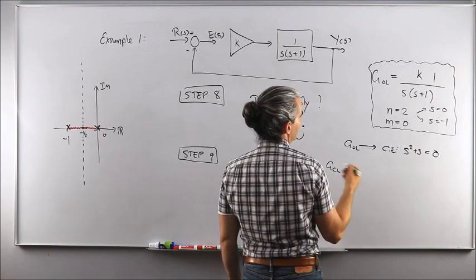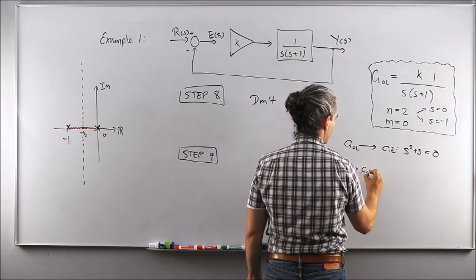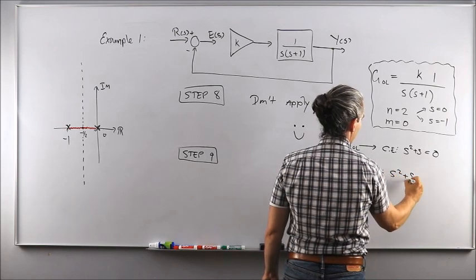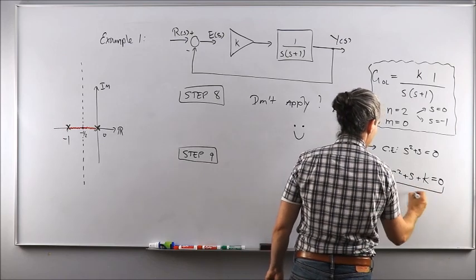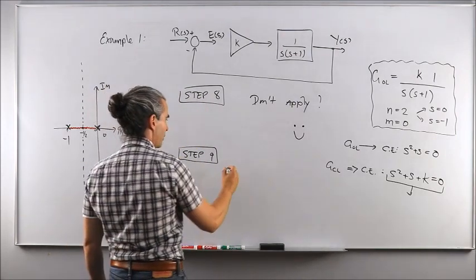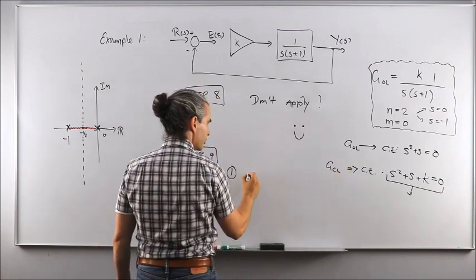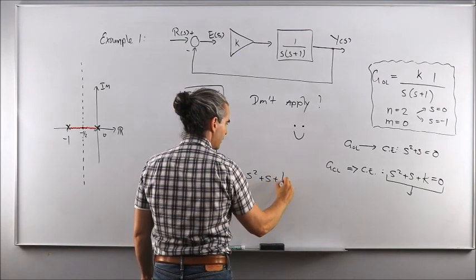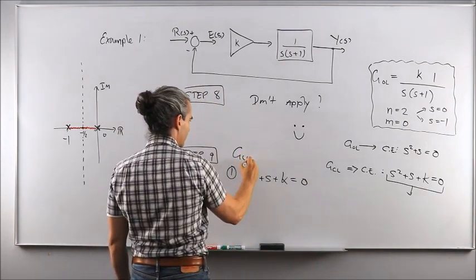And if you do G open loop over 1 plus G open loop, then the characteristic equation of this will give you s squared plus s plus K equal to 0. So this is the characteristic equation that you need to use in step 9. Okay? Actually, that was sub-step 1 of step 9, if you remember, obtaining this equation. Was that step 2? I don't know. One of the sub-steps within step 9. Anyway, you need to obtain the characteristic equation of your closed loop transfer function, G closed loop.